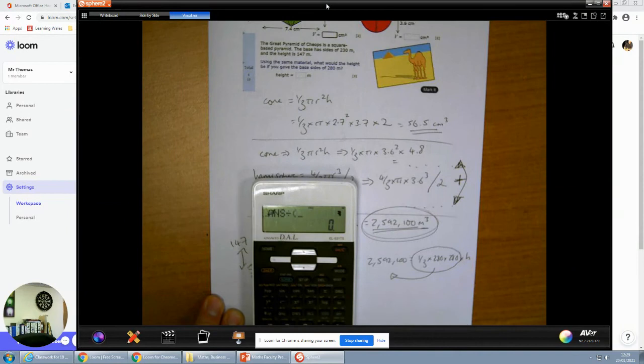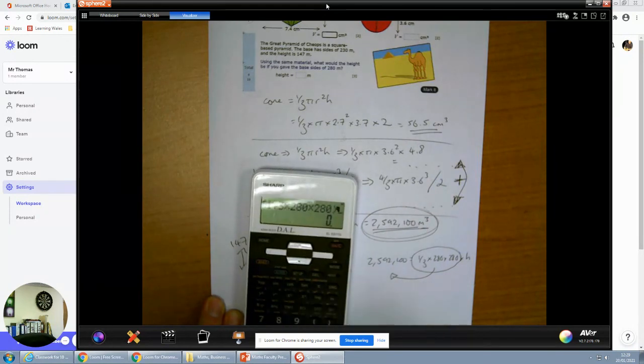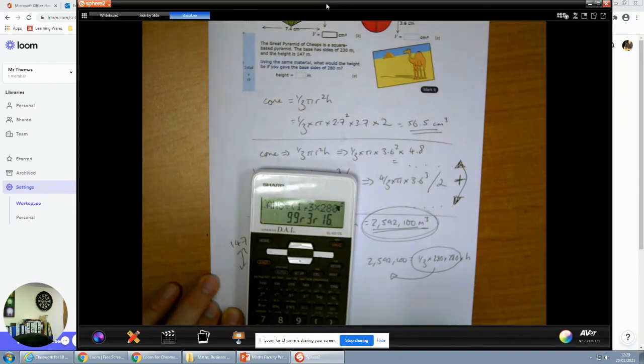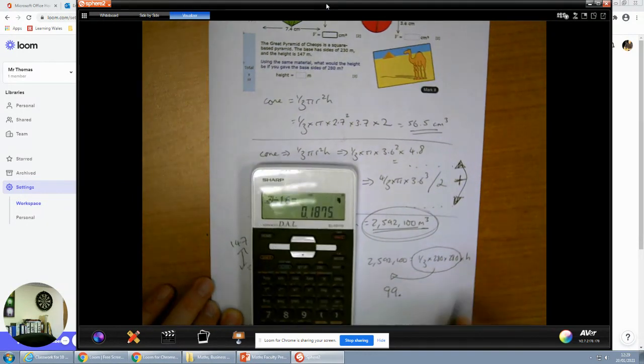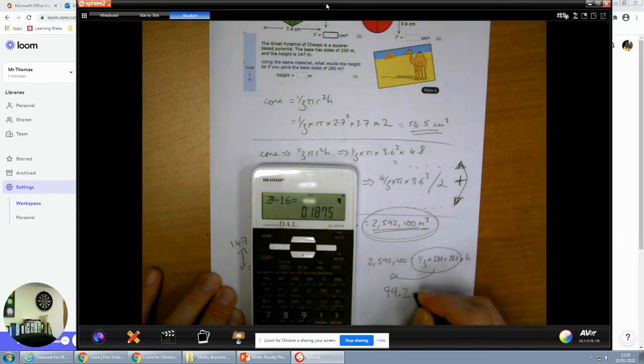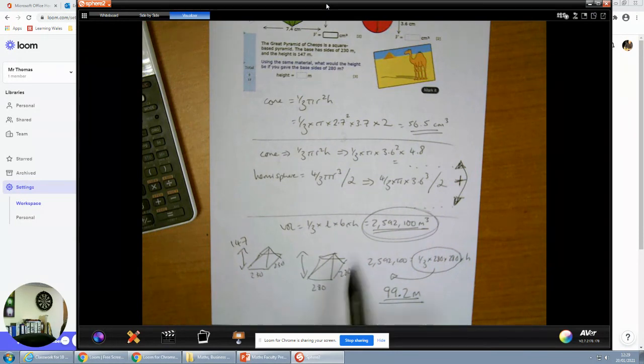I'm now going to divide it by 1/3 times 280 times 280, and it comes out as 99 3/16. So you need to press your SD button on that to work out what it is as a decimal. So it'll be 99.2 meters. That's what the height would be. So if I changed the base length to 280 each, but I had the same amount of bricks, i.e. the same volume, then the height of that pyramid would be 99.2 meters.